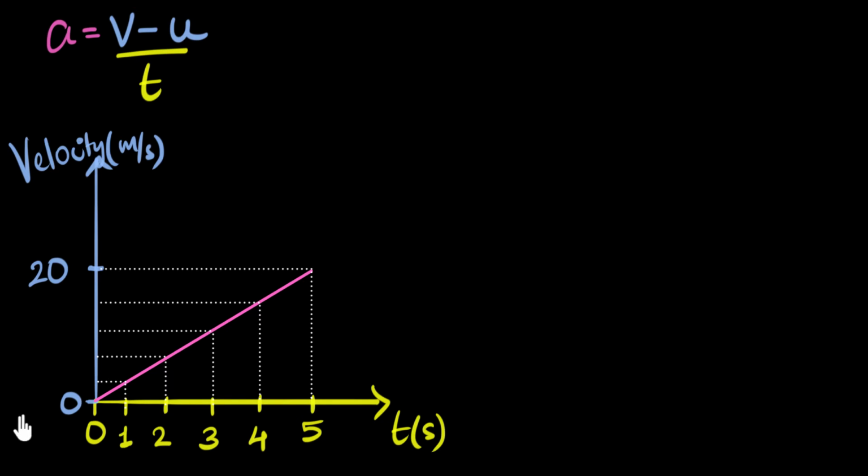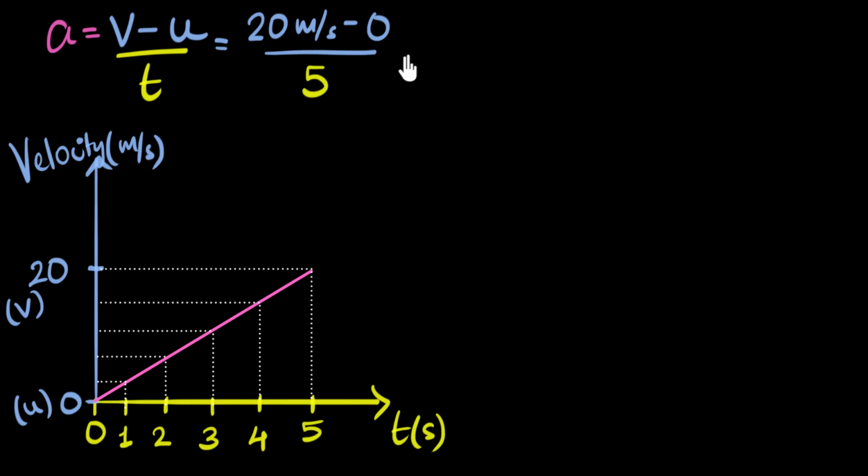All right, let's see. We know at t equal to 0, its velocity is 0. Let's call that our initial u. And we know at 5 seconds, its velocity is 20. Let's call that v, that's our final. And so acceleration becomes final velocity minus initial velocity, which is 0, divided by the time taken for that change. And the time taken was 5 seconds.